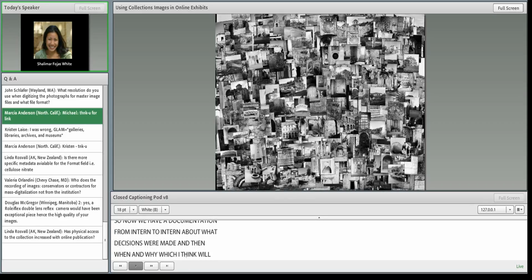Yeah, that's a great tip. I think that happens in a lot of places, even smaller institutions that just have high staff turnover. So that's a really great idea.